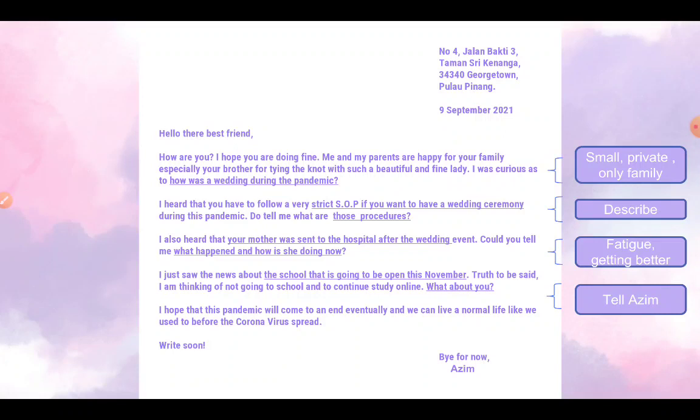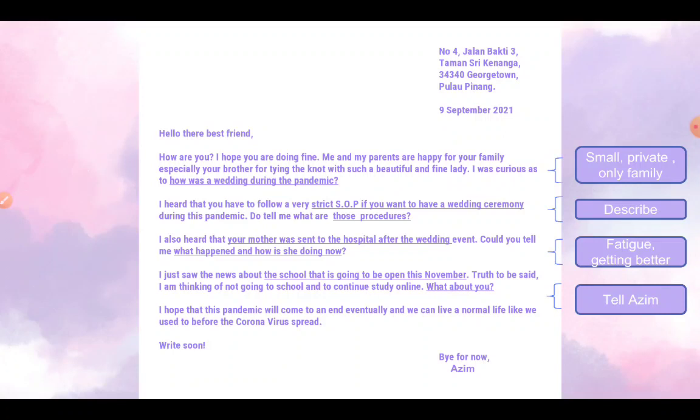You see, from the notes given, you have to answer that your mother is just feeling fatigued and now your mother is getting better. Now, please remember to only put the given notes.